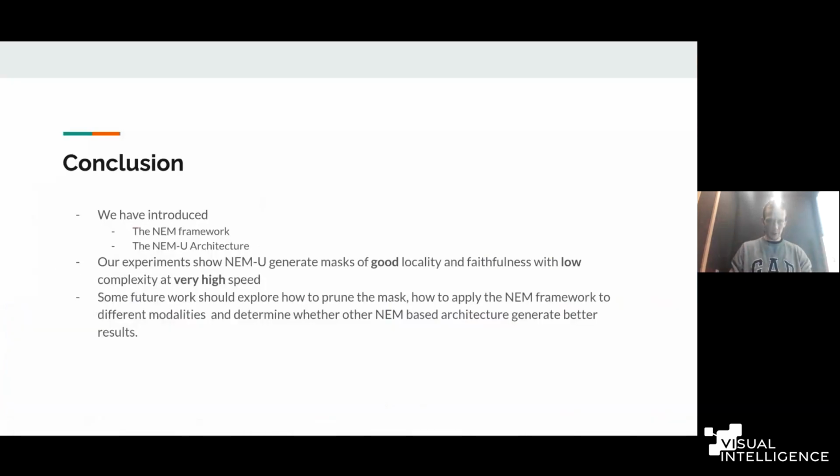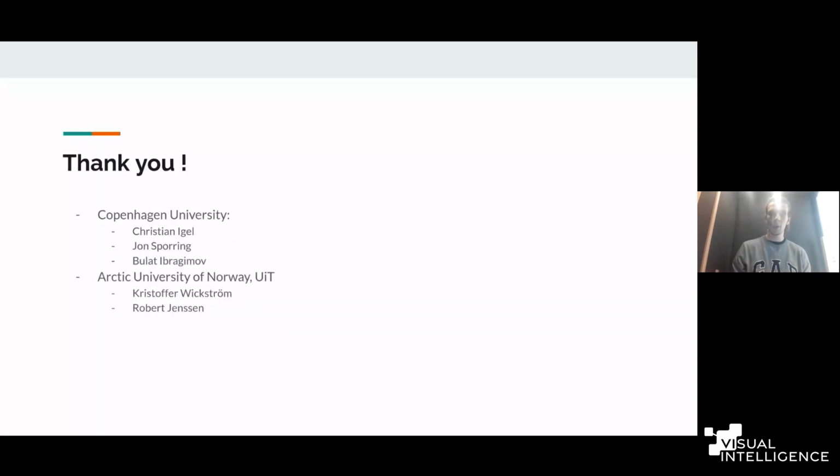So this was my talk about the NEM framework and the NEM-U architecture. Once again, our results show that we get good locality and faithfulness with low complexity at very high speed compared to other methods. And then, of course, we should look into how to prune the masks and try the NEM framework on other modalities. We have actually started doing that. Right now we use a UNet for images, but if we take the NEM approach to text, we might need another architecture to get better results.